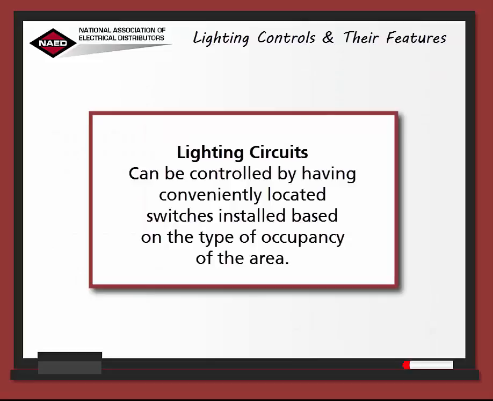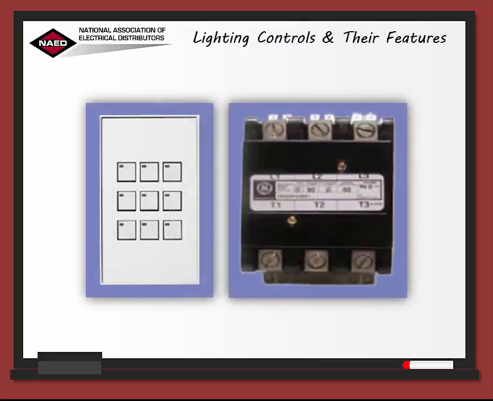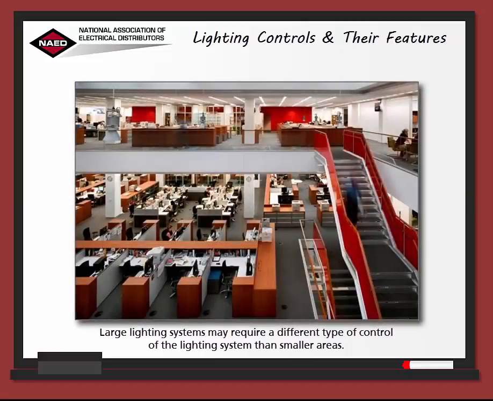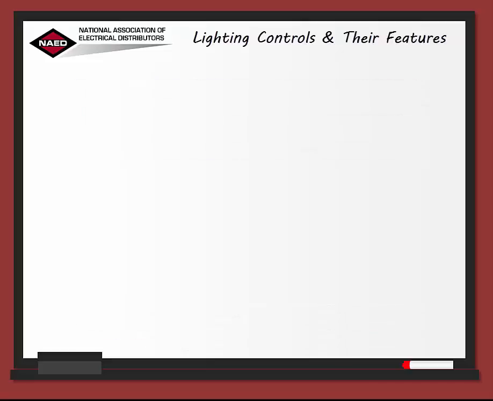Lighting circuits can be controlled by having conveniently located switches installed based on the type of occupancy of the area. In some cases, it is more desirable to install contactors to control the lighting system instead of individual circuit switch control. Large lighting systems of industrial, office, store, and exterior areas may require an entirely different type of control of the lighting system than smaller areas.